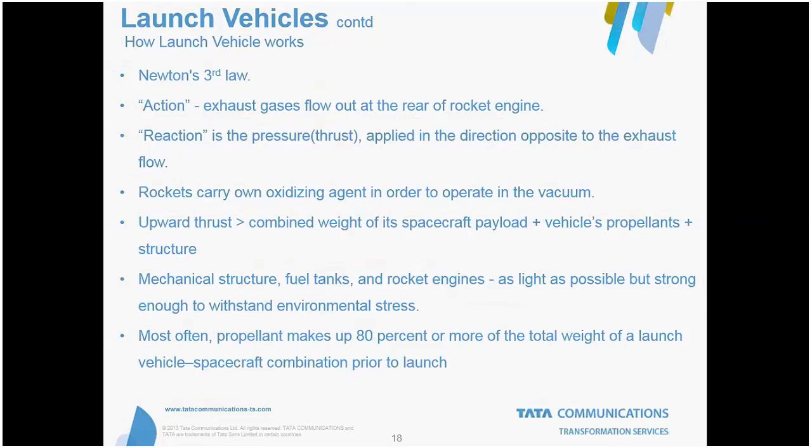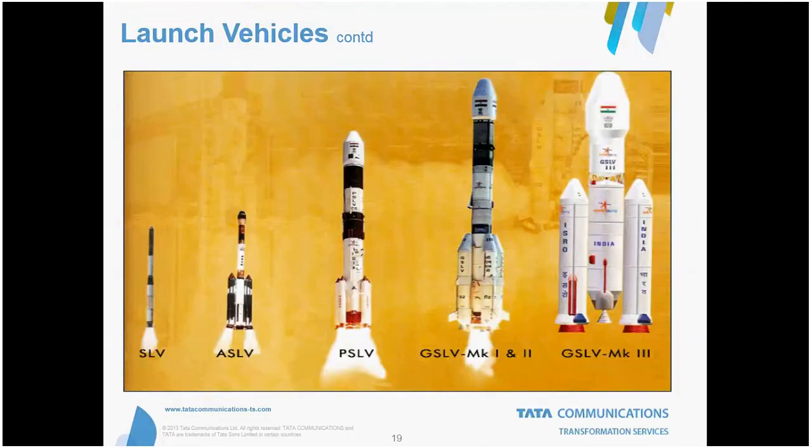So while designing the launch vehicle, they make sure that the entire launch vehicle is as light as possible to withstand the environmental stress. You might be surprised to know that 80% of the weight of the launch vehicle is propellant. These are the different types of the launch vehicle.